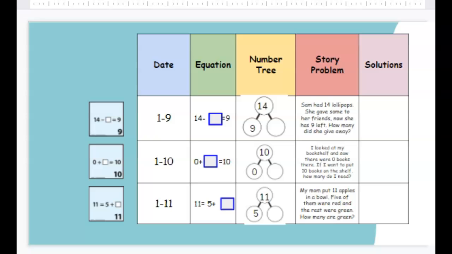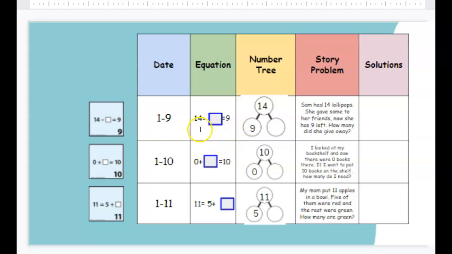Let's take a look at today's calendar grid observation chart. There is a lot of information on it today. We have information for Saturday, January 9th, for Sunday, January 10th, and for today, Monday, January 11th. Each time we have an equation with something that we don't know, and that box is in different places in the equation. But we are going to use some number trees again to figure that out.